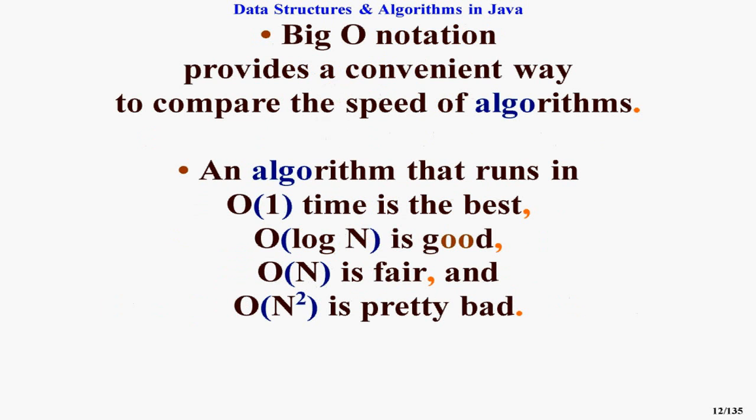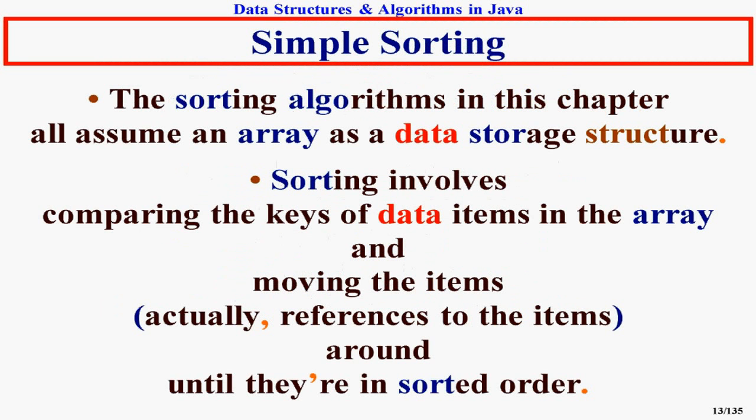Big O notation provides a convenient way to compare the speed of algorithms. An algorithm that runs in O(1) time is the best, O(log n) is good, O(N) is fair, and O(N²) is pretty bad. Simple sorting.